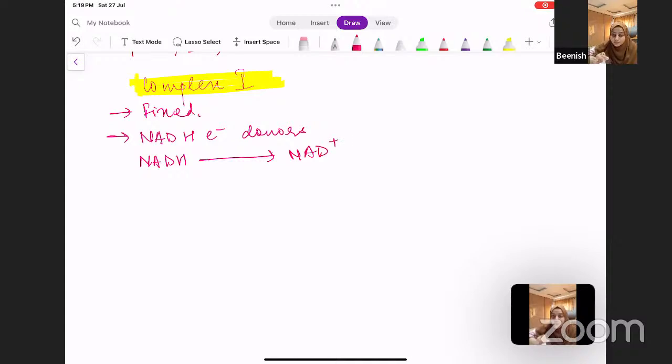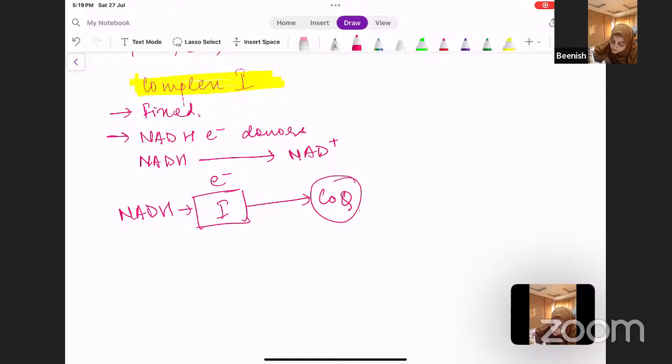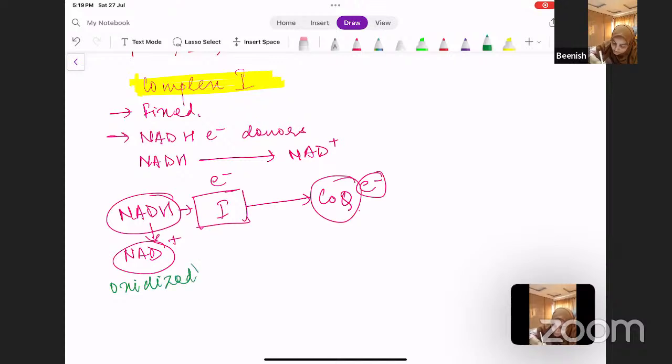Now what happens from this? From complex 1, the electron is going to go to coenzyme Q. So you see NADH came, gave its electron to complex 1, and from complex 1 the electron was taken by coenzyme Q. So what is happening? Your NADH was getting oxidized to NAD+, because it is losing its electrons. Loss of electrons is oxidation.